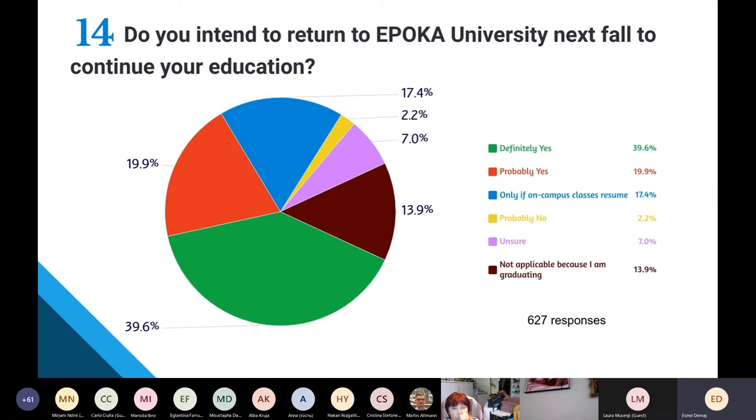It seems that 40% of them, no matter the conditions, say that definitely we will be back. 20% of them say they probably will be back, but an important 18% of students condition coming back to Epoca University on the on-campus classes. Only if on-campus classes resume, we will be back. That's what they claim. But we can see a very small percentage of students saying that we will not be back. So we will have to wait 2 more weeks to see what the actual coming back rate of students will be, but it seems that they will be back.